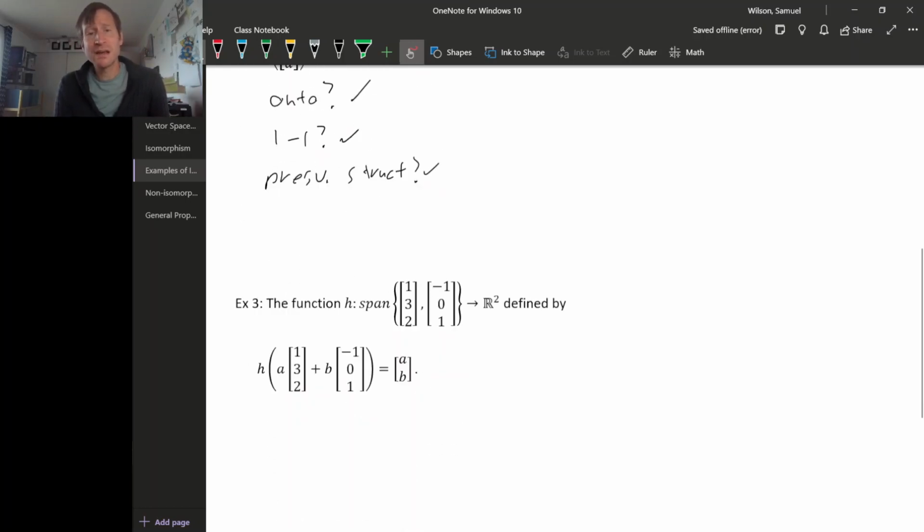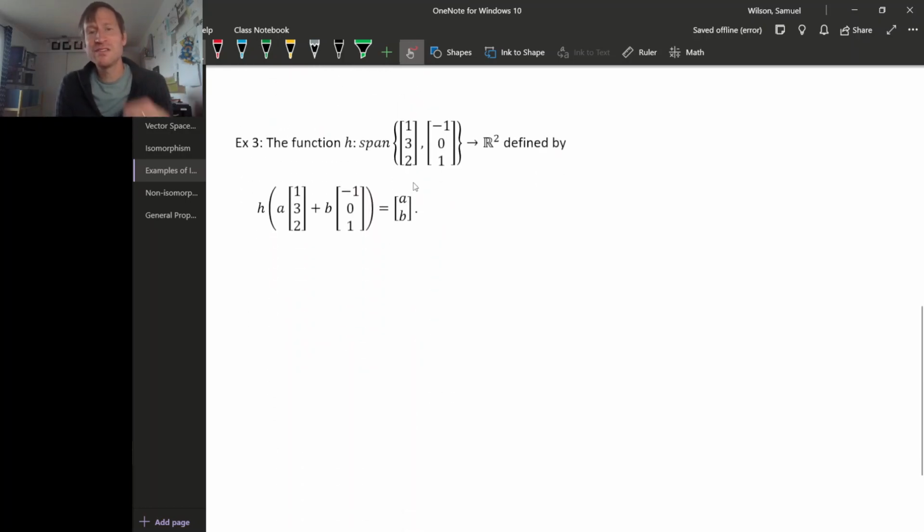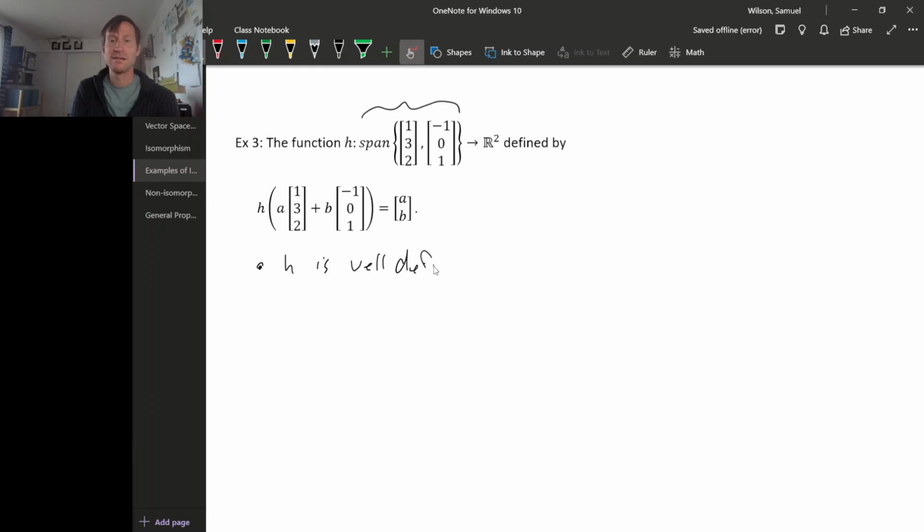All right, for another example, how about this function from the span of (1, 3, 2) and (-1, 0, 1) to R2 defined by this function? Now this is a much harder question because this span is not all of R3. So this is going to be a much trickier question, and there are several things to prove. So first, we have to prove that H is well defined. What do I mean by well defined?